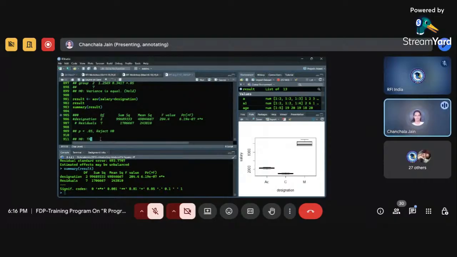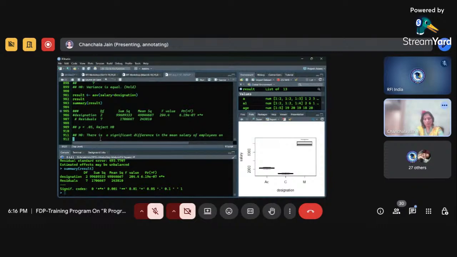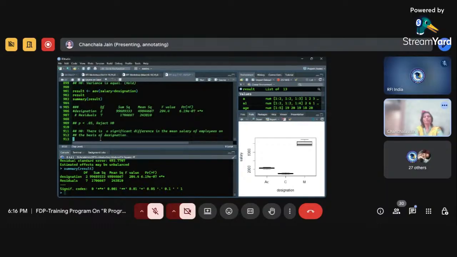So I think we have made the null hypothesis: there is no significant difference in the mean salary of employees on the basis of designation. Done? This is the null hypothesis, which we are not accepting. So we can say there is a significant difference in the mean salary of the employees on the basis of the designation. Is it clear?